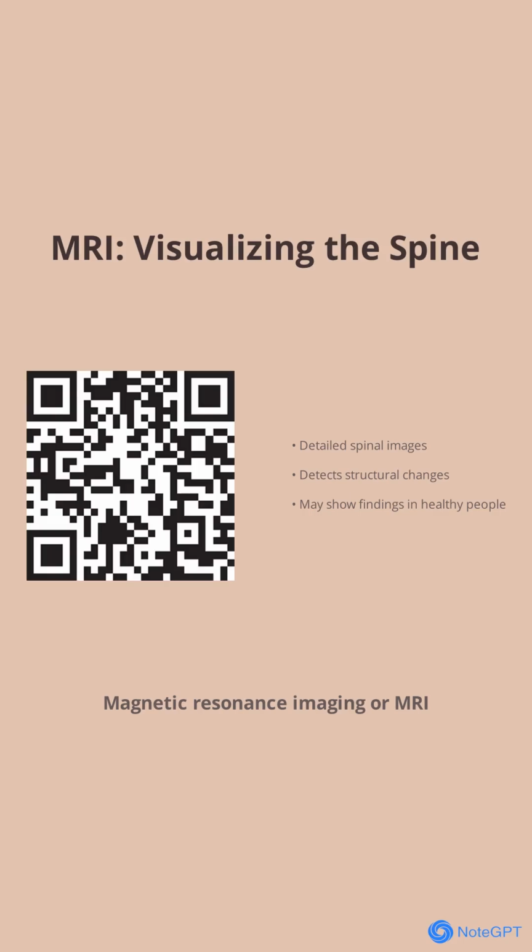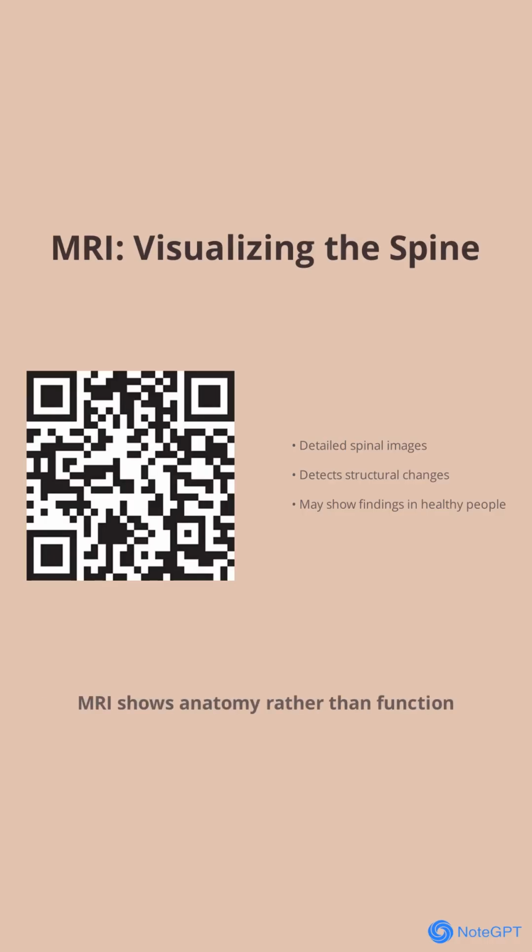Magnetic resonance imaging, or MRI, has revolutionized the diagnosis of spinal conditions. MRI provides detailed images of the spine, including discs, vertebrae, and nerve roots. It is especially useful for identifying structural abnormalities such as disc herniations, spinal stenosis, and foraminal narrowing.